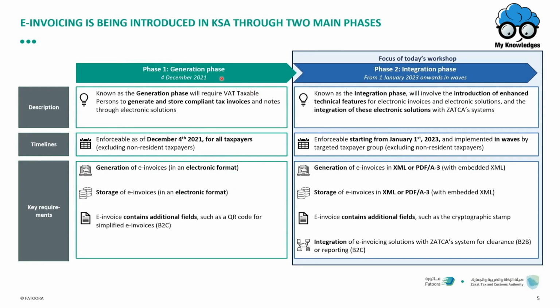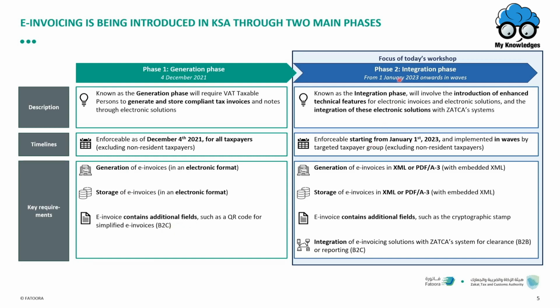So what was Phase 1? Phase 1, we call it the generation phase, which started enforcement back on December 4th of 2021. Here, exactly what we are doing is asking our taxpayers, or VAT taxable persons, to start generating and storing compliant tax invoices in an electronic format. So basically move away from the manual way of generating invoices, like paper-based, and make them generated in an electronic format. Of course, generation includes storing and then adding some specific fields to the invoice, most notably the QR code for the simplified invoices, or the invoices targeted for B2C, or business to consumer.